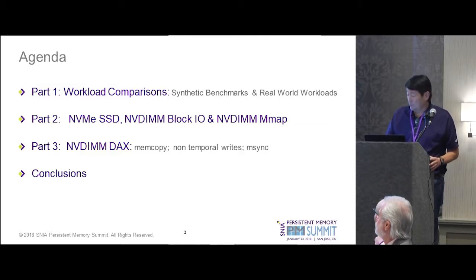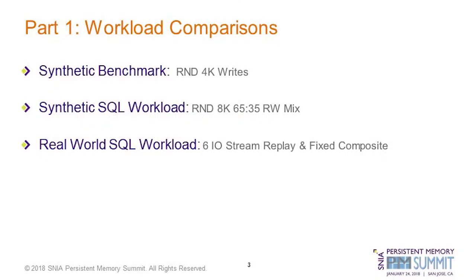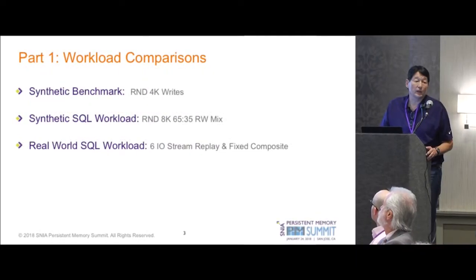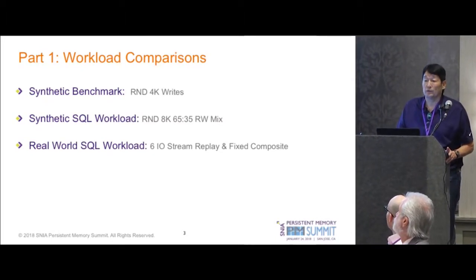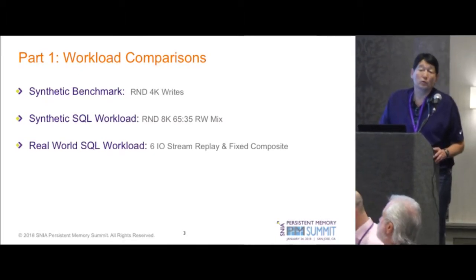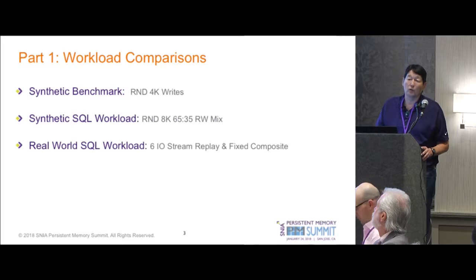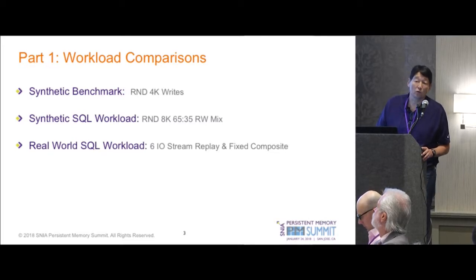Okay? So, first of all, for the workloads, we're going to take a look at a random 4K write as a standard benchmark workload. Everybody's familiar with that. We're going to look at the industry standard, quote unquote, SQL Server workload, which is often a random 8K 65/35 read-write mix. And then we're going to look at a real world SQL workload. And it's really hard to say real world, so we sometimes use RW.